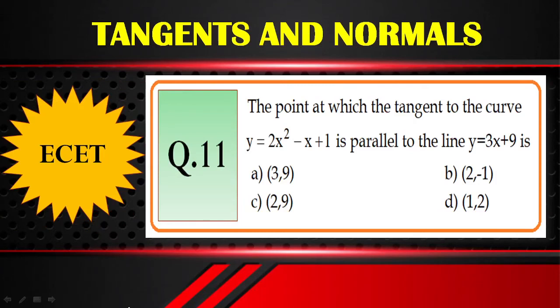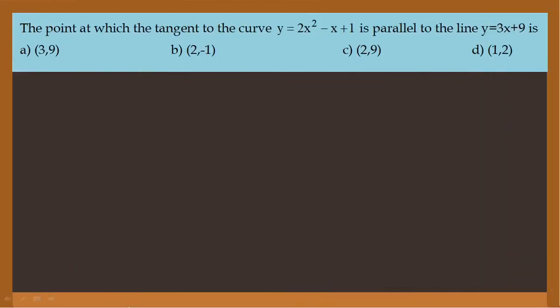Dear students, see question number 11. Read the question and write it. The question is: the point at which the tangent to the curve y equals 2x square minus x plus 1 is parallel to the line y equals 3x plus 9 is? The options are (3, 9), (2, minus 1), (2, 9), (1, 2).